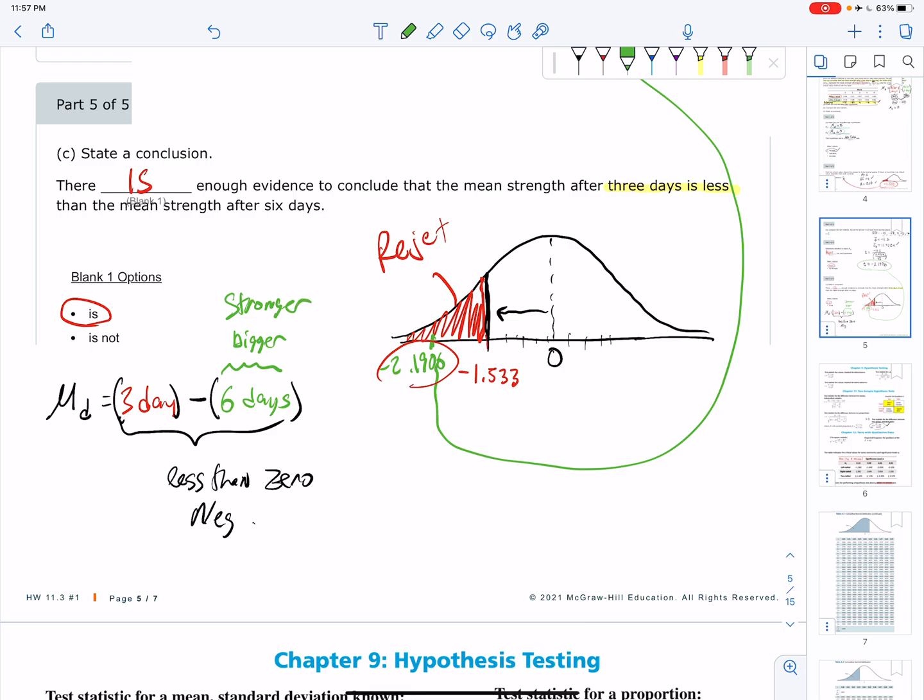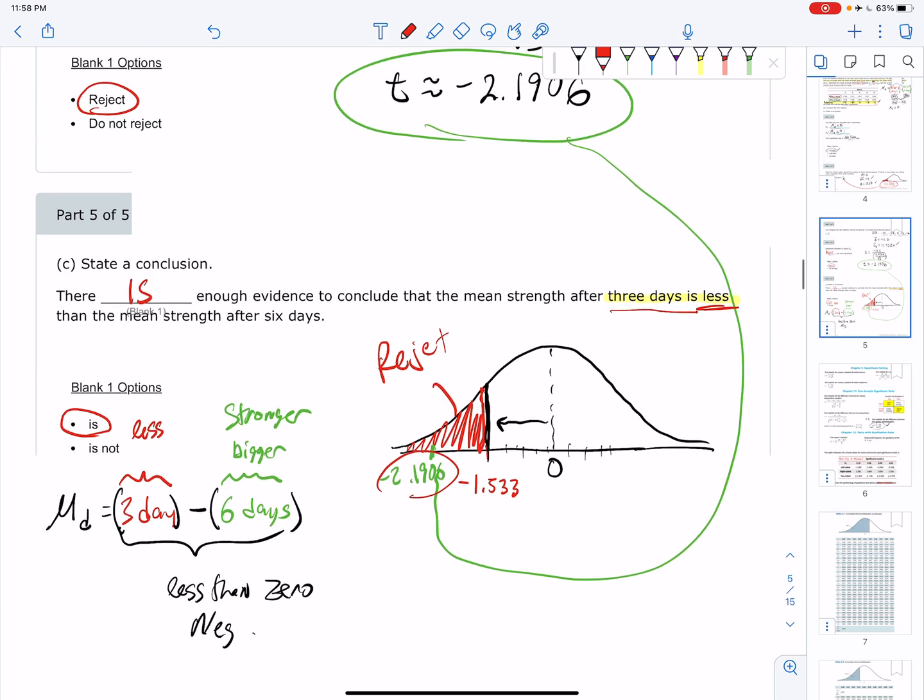Okay, so what did it say? Enough evidence to conclude that the mean strength after 3 days is less. Well, if the 6 days is the stronger one, that means the 3 days is the weaker one. So that makes sense. The strength after 3 days is less, and the strength after 6 days is stronger. So you could say the same thing in two different ways, right? There it is. You probably could have gotten that correct without digging deeper, but I think it is a good idea to make sense of the word problems. That's the tough part.